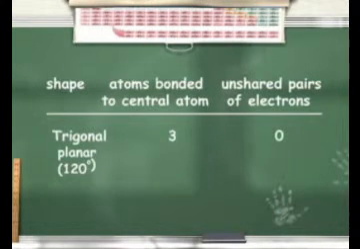Whenever three atoms are bonded to the central atom, and there are no unshared pairs of electrons on the central atom, the molecule will have a triangular shape. Because the three atoms all lie in the same plane, this shape is called trigonal planar. This will result in a 120-degree angle between the atoms.